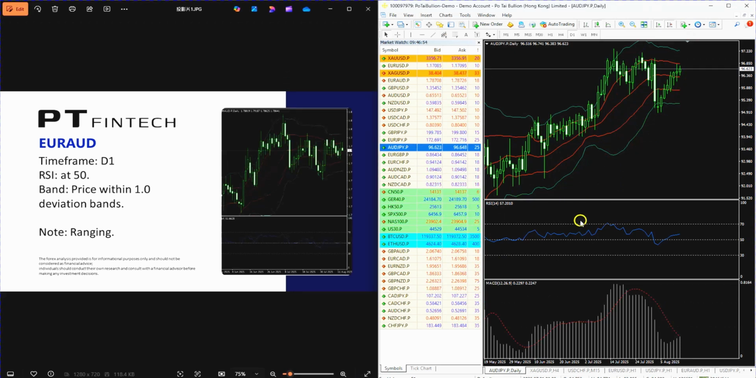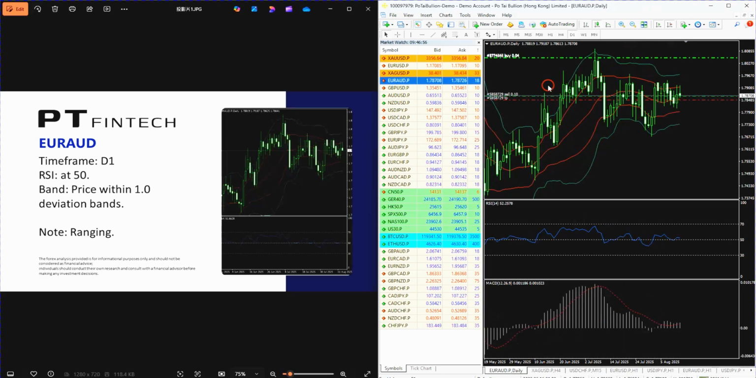All right, great. So let's jump right into EURAUD on D1. Based on PTips, EURAUD on D1, RSI is at 50. Yes, it is. It's above 50 slightly, 52.2, but we could consider that right at 50. Now, the dual Bollinger bands, prices are within the 1.0 deviation bands, and the note is that it's ranging.